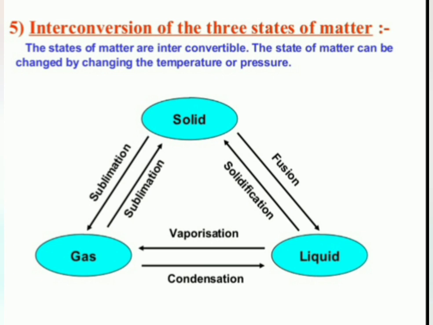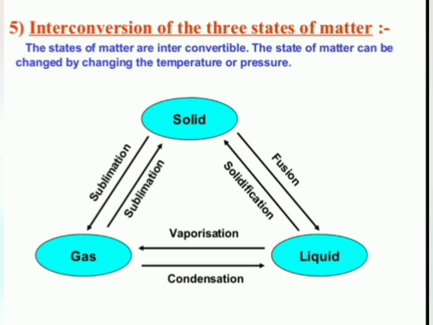Solid changes into liquid state. How is that possible? When a solid substance changes into liquid, if you apply heat, that is called fusion or melting. So ice melts and changes into liquid. Then this liquid changes into gas if you apply heat, and that process is called vaporization. Then gas changes into solid directly, without passing through the liquid state, which we call sublimation.